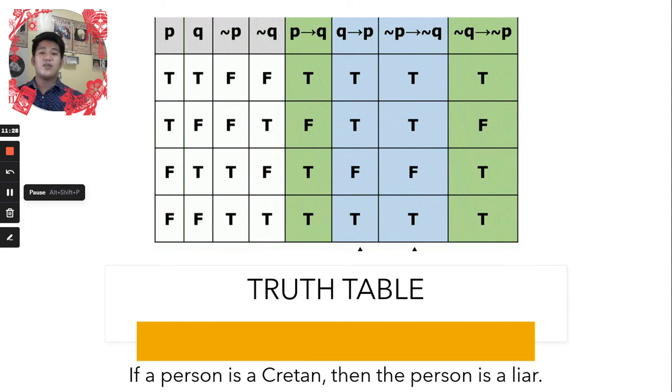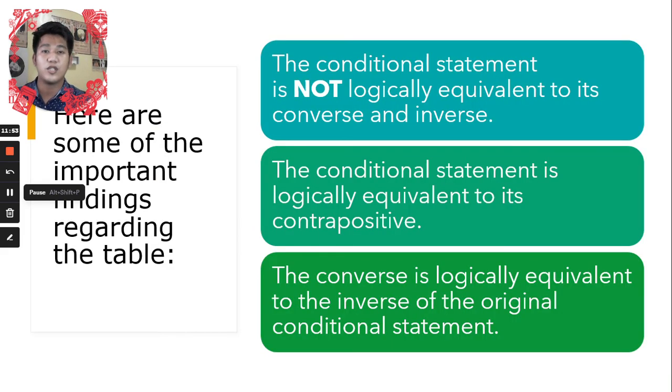As you can see, we have the color coding. The color coding tells us that the converse and the inverse are logically equivalent. They're the same. Also, the conditional statement and its contrapositive are also logically equivalent. Okay? So, with all of this, we can arrive at these conclusions.